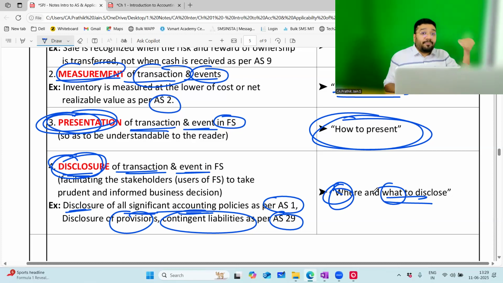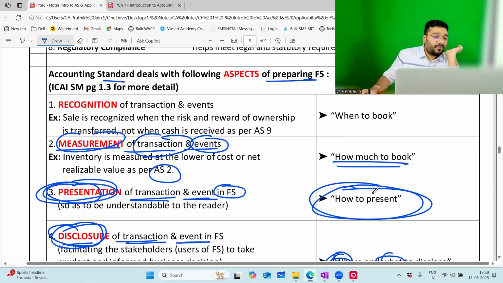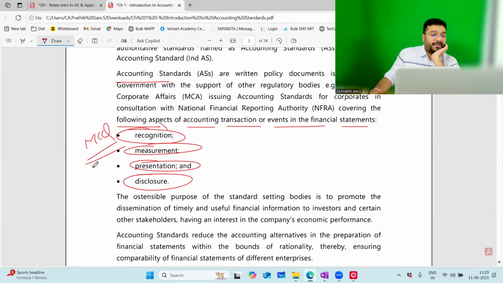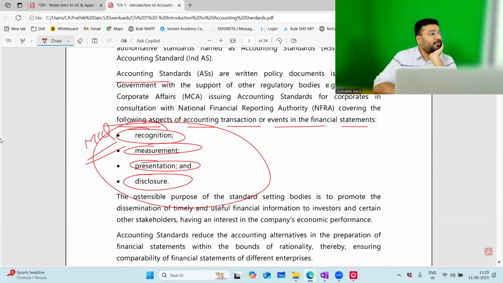So AS is in principle governing these 4 aspects. What are the 4 aspects that the AS takes care of? Recognition aspect, measurement aspect, presentation aspect, disclosure aspect. Any difficulty? No, sir. In your textbook, what has been given? That's all. What is recognition? What is measurement? What is presentation? What is disclosure? Nothing given.